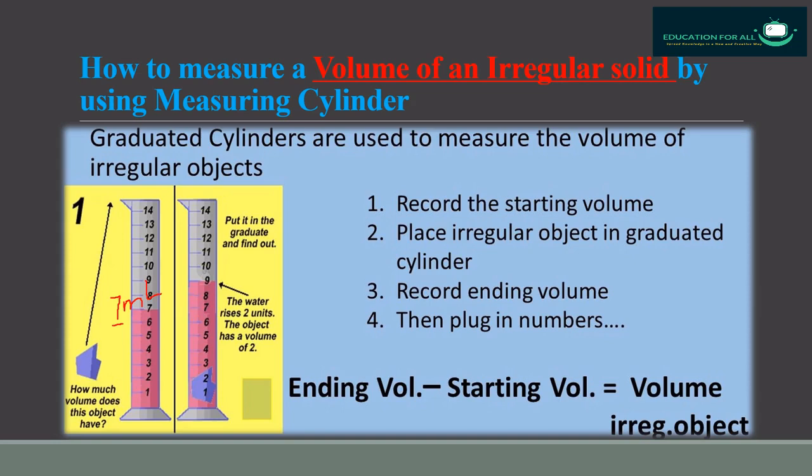Here in the cylinder, after observing and analyzing the starting volume or the initial volume, we will put the substance into the cylinder. Here you can see a blue shade, it's an irregular solid substance. When we put this substance into the cylinder, the level of the liquid rises. Now it rises from 7 to 9. So you can see the volume has now become 9 milliliters.